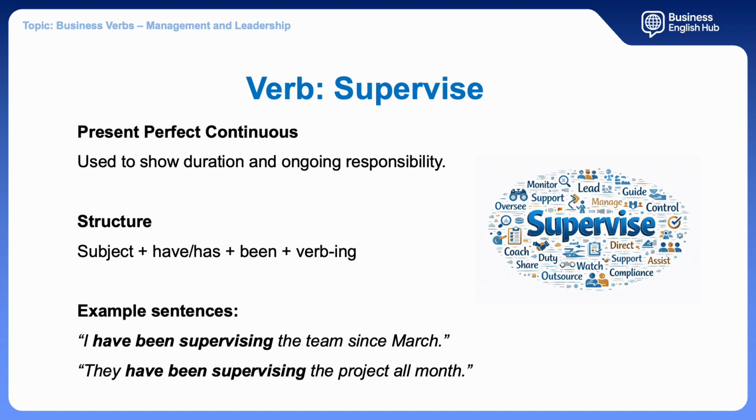The present perfect continuous of the verb supervise is used to show duration and ongoing responsibility. Example sentences for the verb supervise include: I've been supervising the team since March. They have been supervising the project all month.